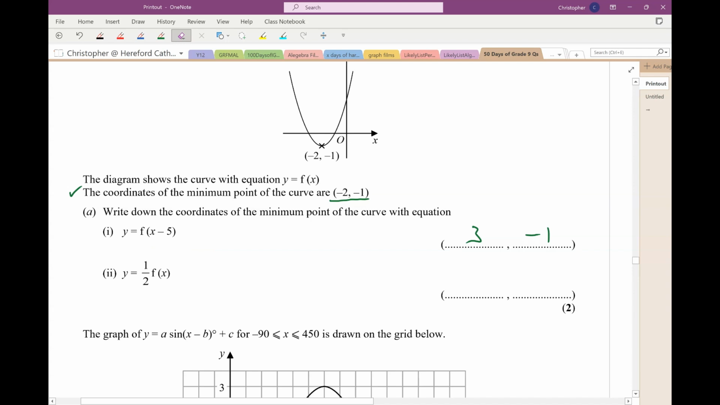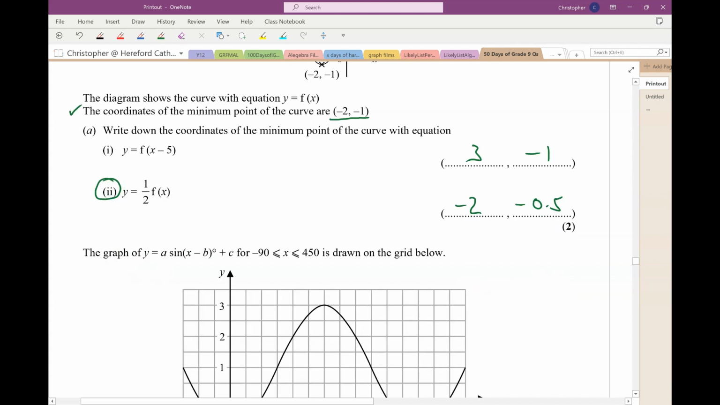Okay, now let's have a think about this next one here. Now, if y equals a half of f of x, well, the minimum point's still going to be when x is minus 2. It's just not going to go all the way down to minus 1 anymore. It's just going to go half as far. So it's going to be minus 2, minus 0.5.